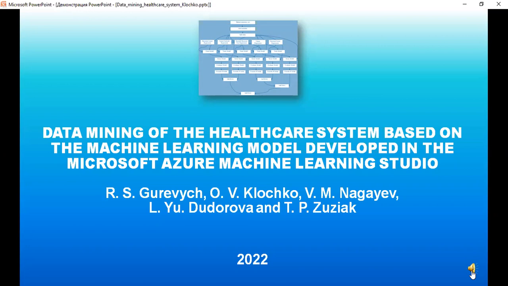Dear colleagues, we bring to your attention a report on the topic of data mining in the healthcare system, based on the machine learning model developed in the Microsoft Azure Machine Learning Studio. The authors of the study are Klochko, Gurevych, Viktor Mikhailovich Nagayev, Lyudmila Yuryevna Dudorova, and Tatiana Petrovna Zuziak.